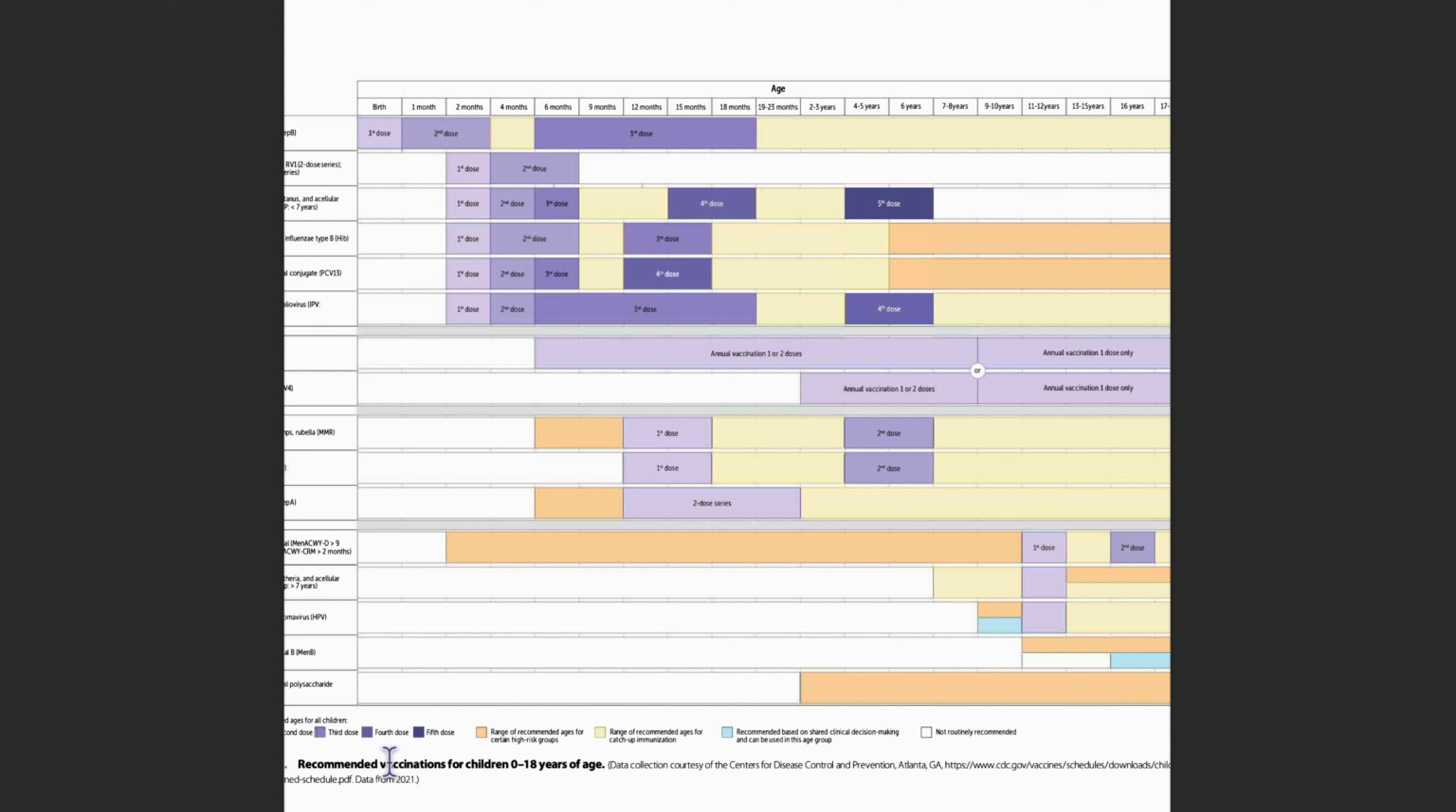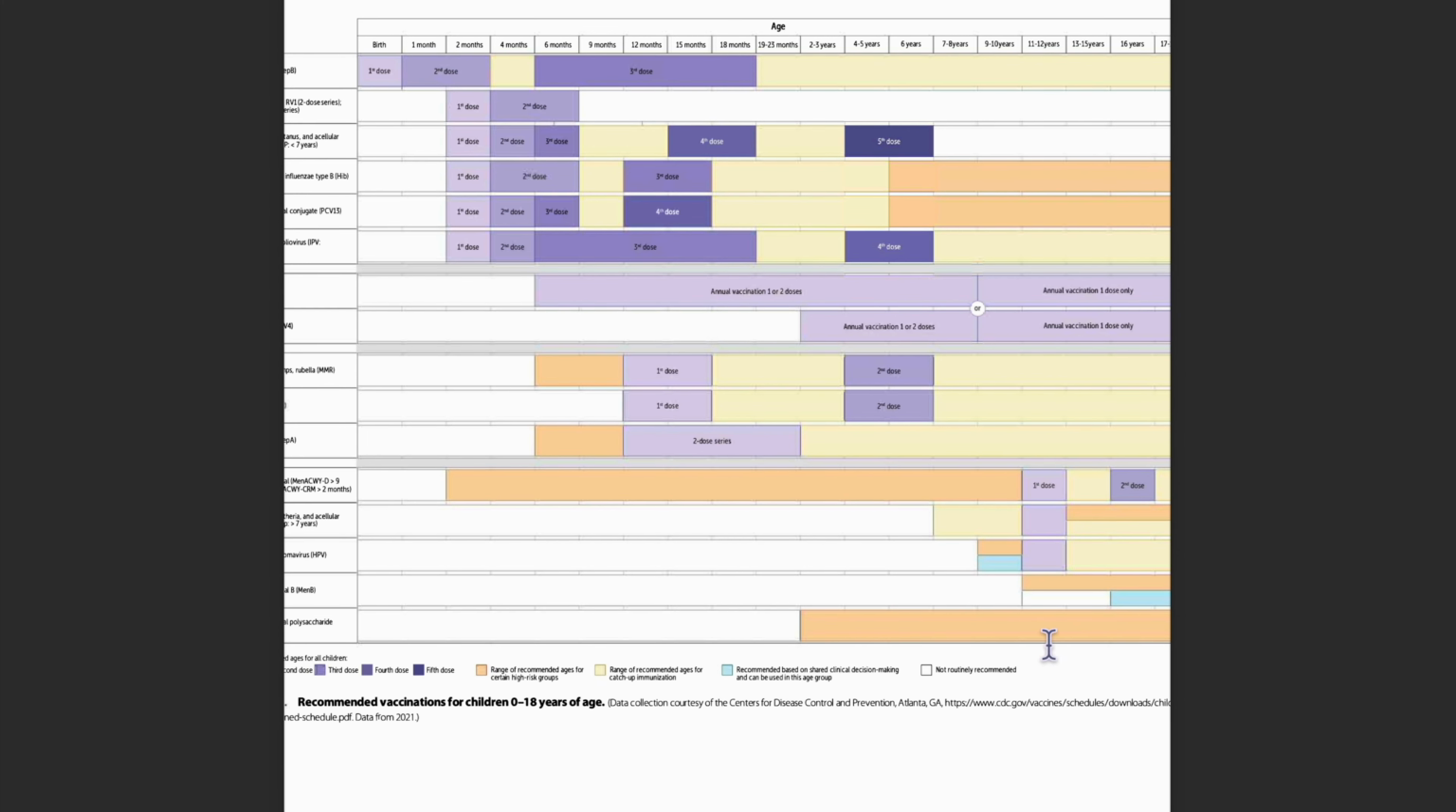Range of recommended ages for certain high-risk groups. Range recommended for catch-up immunization. Recommended based on shared clinical decision-making and can be used in this age group. Not routinely recommended. Okay. And then the last one was pneumococcal PPSV23. So it's recommended for high-risk groups. Okay, cool.